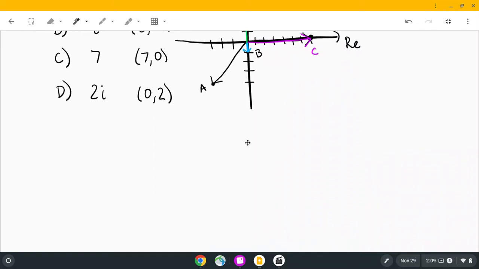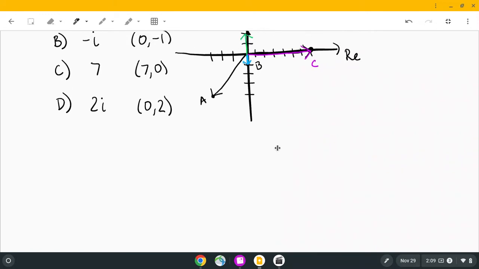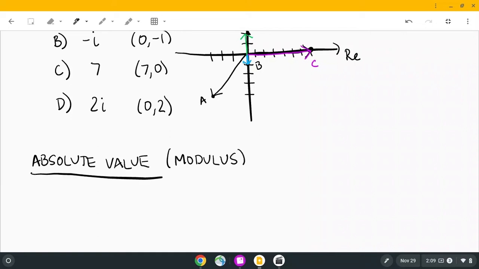All right, let's take a look at the absolute value. The absolute value of a complex number has another name. It's called the modulus. So you might see in the directions in the homework, it'll say find the modulus of this complex number. It's the same as the absolute value. And absolute value means the same thing with complex numbers as it does with real numbers.